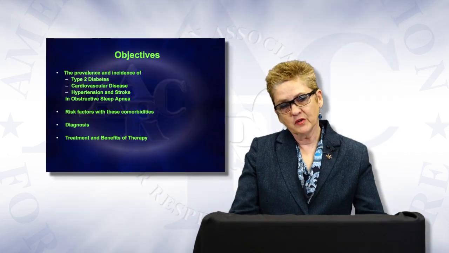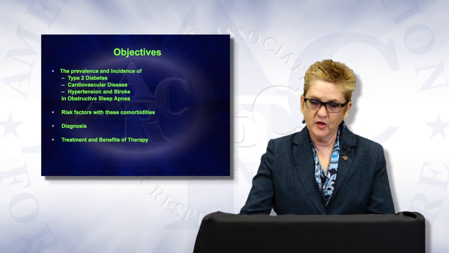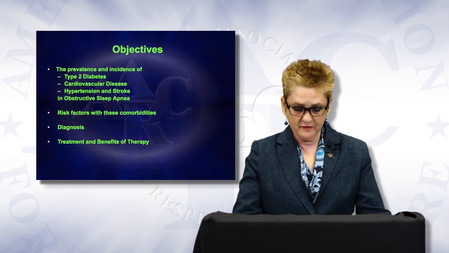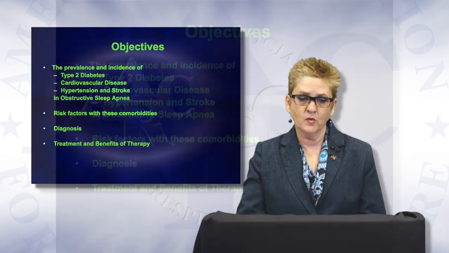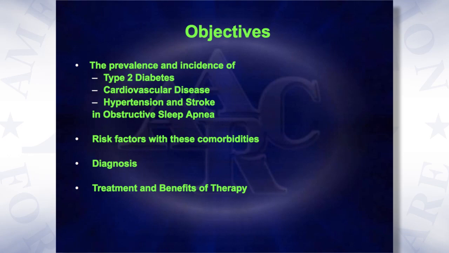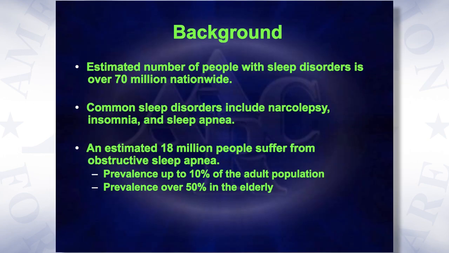Today we're going to cover several things. We're going to look at the prevalence of obstructive sleep apnea and the incidence of it with some comorbidities. The diseases we're going to focus on are type 2 diabetes, cardiovascular disease, and hypertension and stroke. We're also going to look at some risk factors associated with those comorbidities, how to diagnose them, and treatment and the benefit of that therapy.